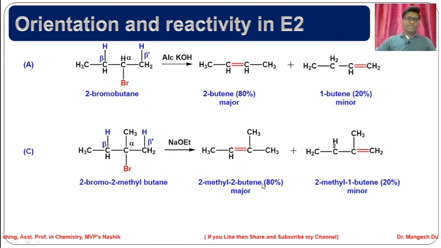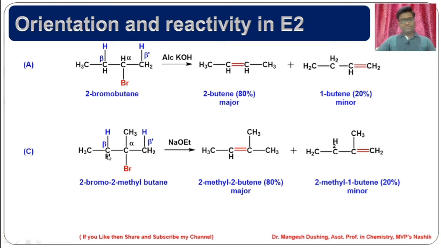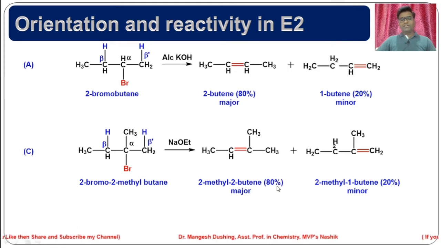Similarly, if we carried out the elimination reaction of 2-bromo 2-methyl butane. Now in this case also there are two types of beta hydrogens. So on elimination we will get two types of products. One is 2-methyl 2-butene, that is major product, while 2-methyl 1-butene, that is minor product.